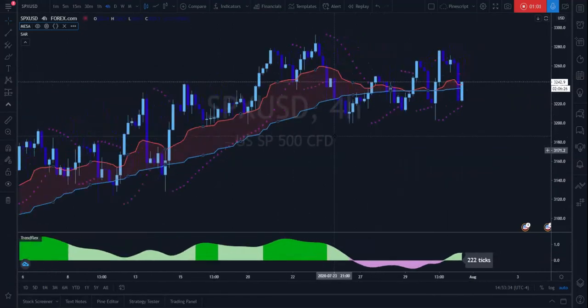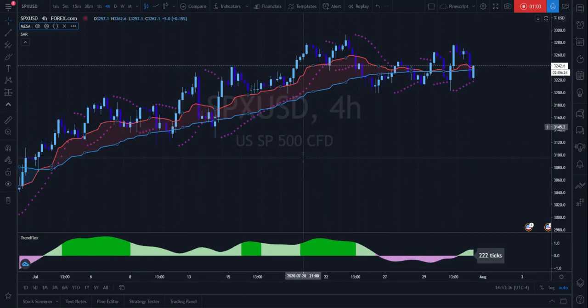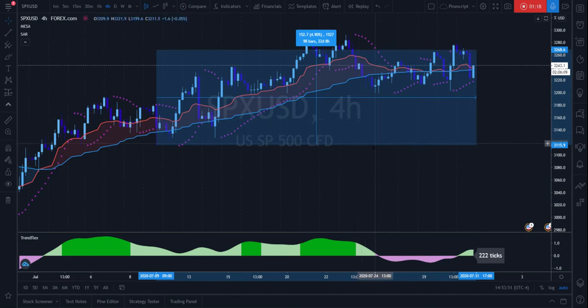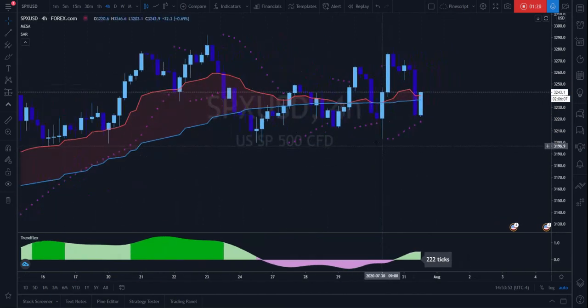If we go to the 4-hour, you can see that price is just oscillating around this band. And it's been oscillating for quite some time. Looks like, if I can measure this, there we go. Been oscillating for 22 days and 8 hours. So 3 weeks, it's just been oscillating around this.